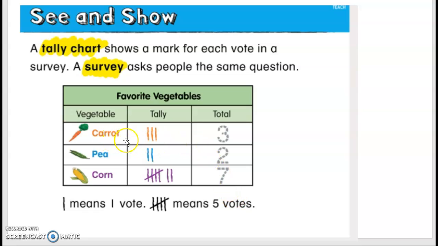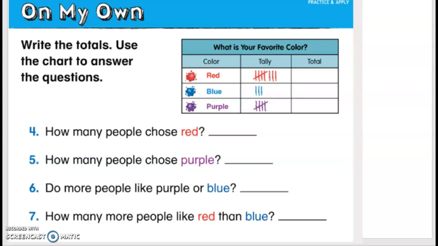Let's count how many people liked carrots. 1, 2, 3. Our total were 3 people like carrots. How many people like peas? 1, 2. 2 people liked peas. And how many people thought corn was their favorite vegetable? 5, 6, 7. That would be 7. You got it.